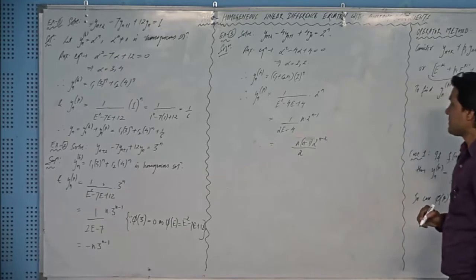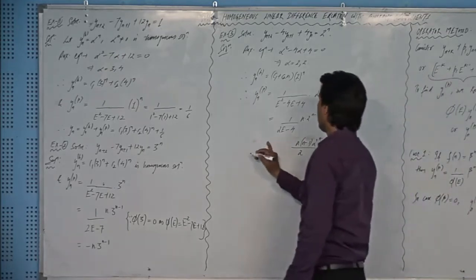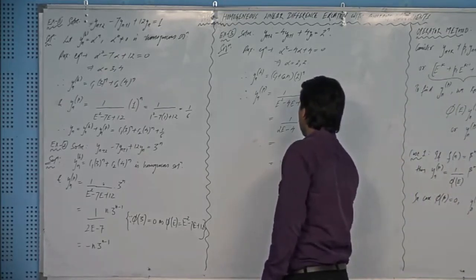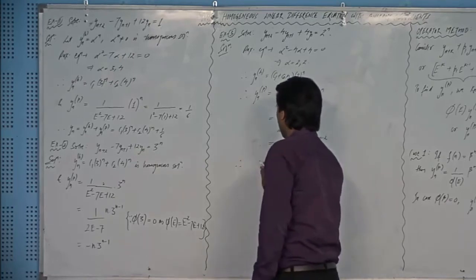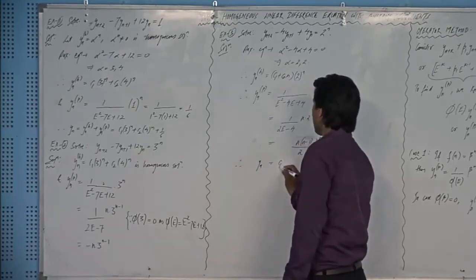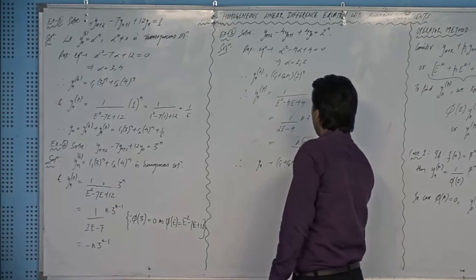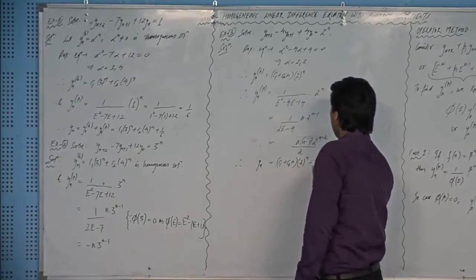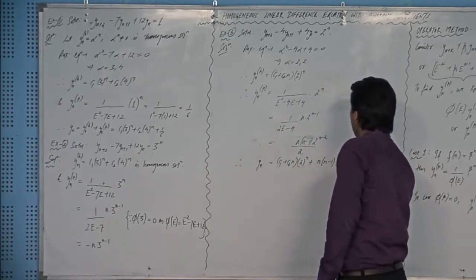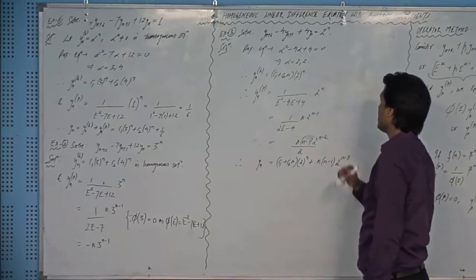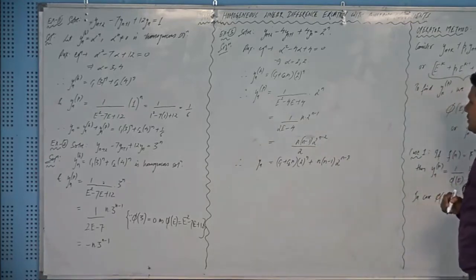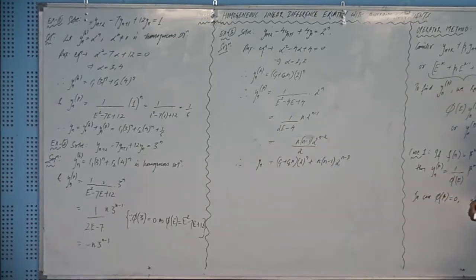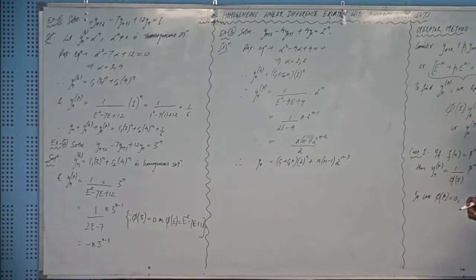Okay, so this is a particular solution, and you can write it as, therefore, yn equal to ynh, that is c1 plus c2 n, and 2 to the power n, plus n minus 1, 2 to the power n minus 3. Yes. Okay, so this is your solution, right?